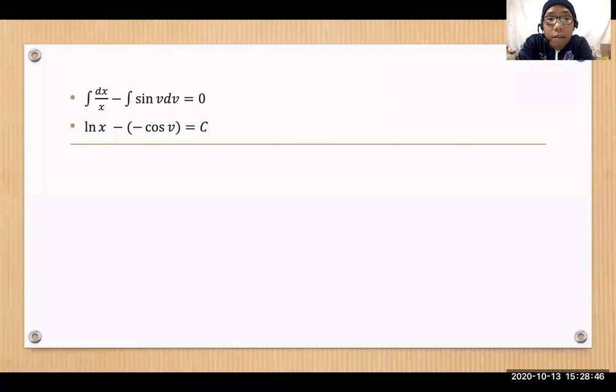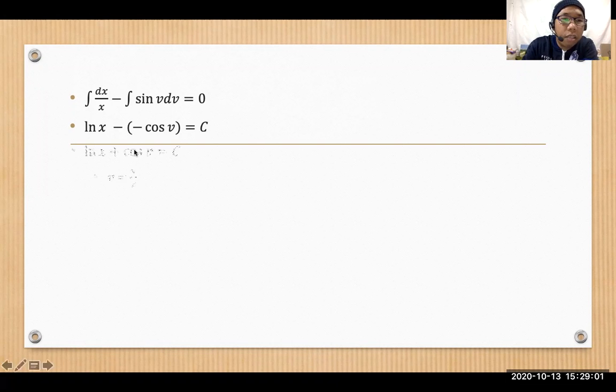It's negative cosine, right? Tama ba? Kamali ako. Kasi kapag derivative, di ba? Derivative ni cosine is negative sine. So kapag sine na may integrate natin, magiging negative cosine. Okay, so negative times negative, you have a positive. Okay, here in the middle, so ln of x plus cosine of v equal to c.